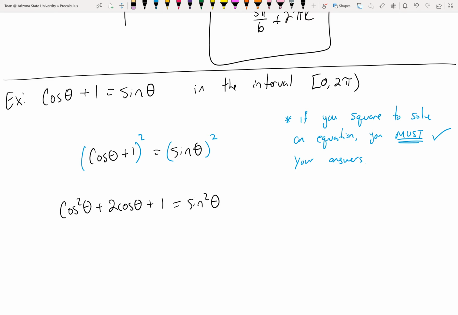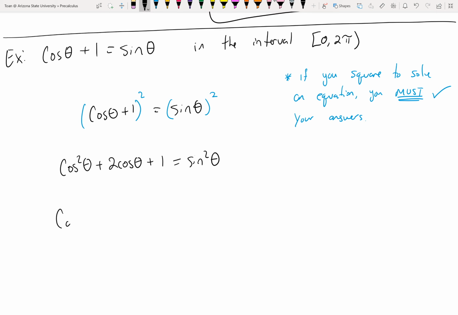Maybe we can... Well, we got more cosines than we do sines, right? So I'll go ahead and do Pythagoras' identity, but I'm not going to use it with the cosine squared and the sine squared. I'm just going to use it with the sine squared, because that will at least bring everything in terms of cosine. So let's go ahead and do that. I think that's the right route.